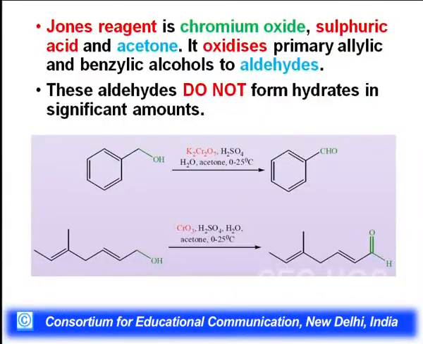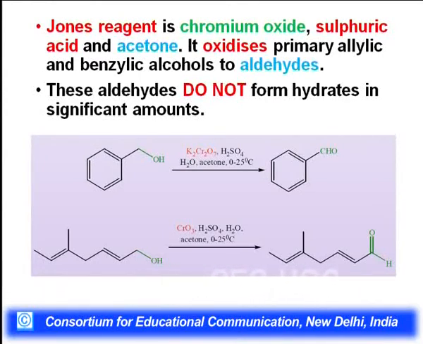In this section, we shall be discussing Jones reagent as an oxidizing agent. Jones reagent is chromium trioxide in sulfuric acid and acetone. It oxidizes primary allylic and benzylic alcohols to aldehydes. Please remember, if an aldehyde is capable of forming a hydrate easily or in significant amounts, then Jones reagent oxidizes that further to an acid.